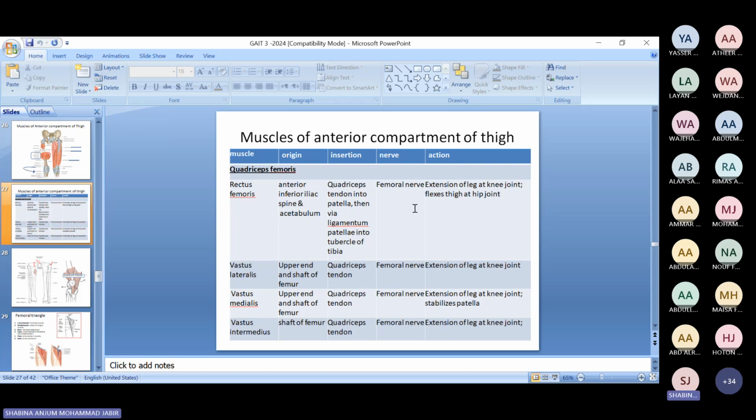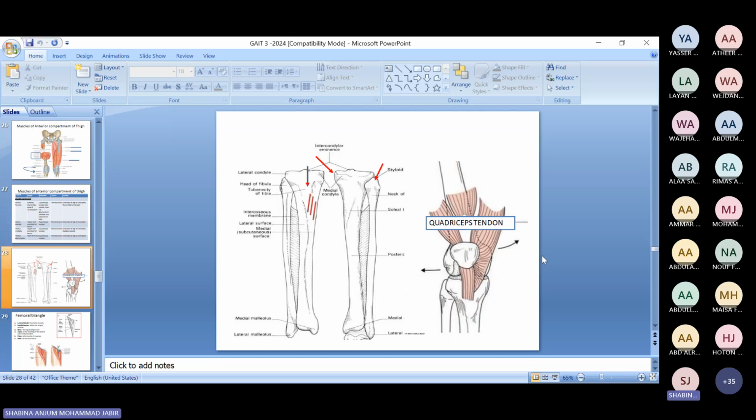And the rectus femoris, as it has its origin from the hip, will obviously act on the hip joint. So it will do extension of the leg at the knee joint and flexion of the thigh at the hip joint. So this is the quadriceps tendon. This is the patella. From the patella, you can see this is the patellar ligament, which is attached to the tibial tuberosity.